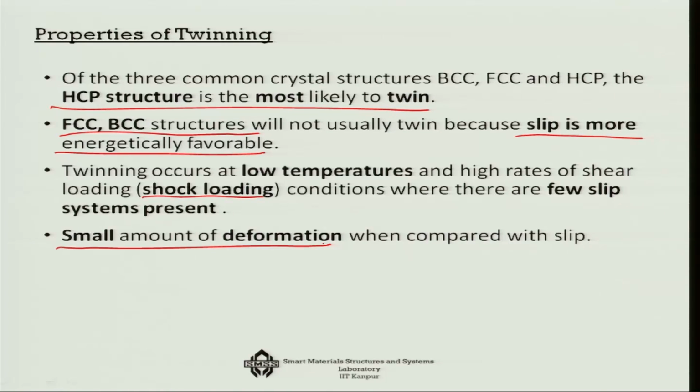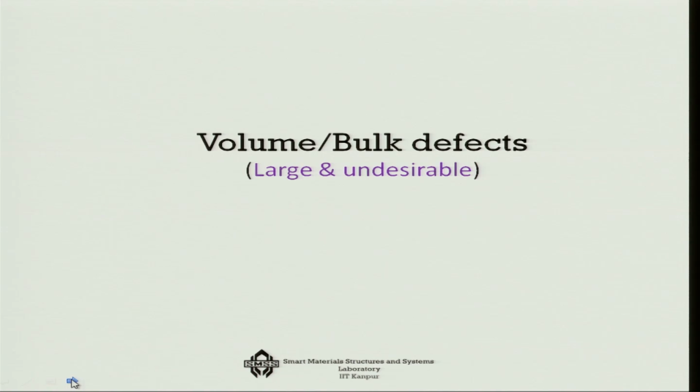It happens when there are few slip systems present in the system, and there is a small amount of deformation, if you consider this in comparison with slip. In fact, the memory effect is one of the most prominent examples of this kind of twinning, but we will talk about it at a later stage.